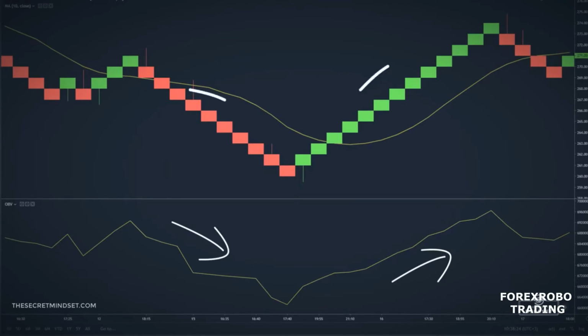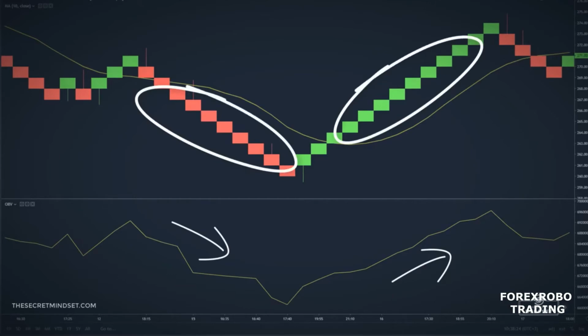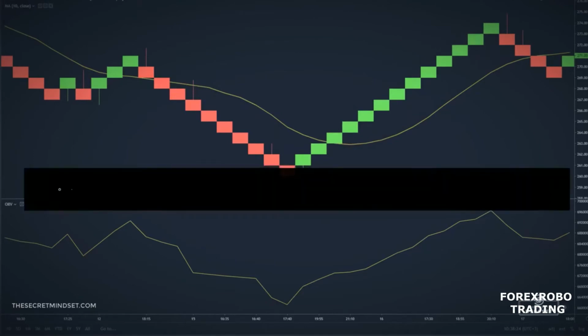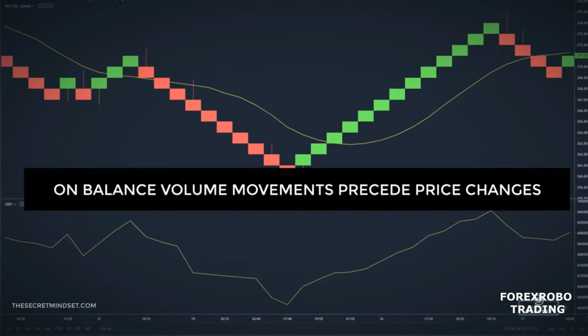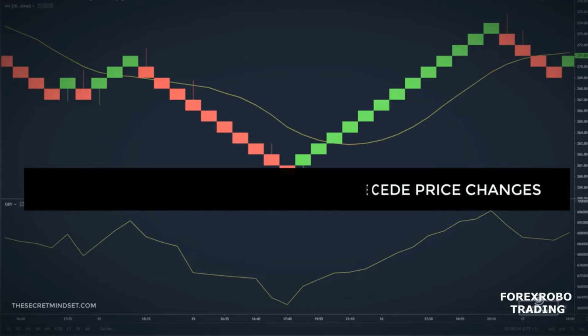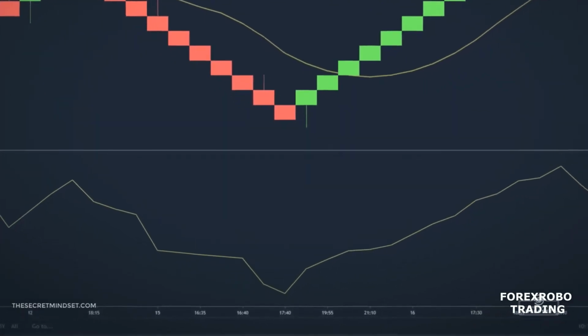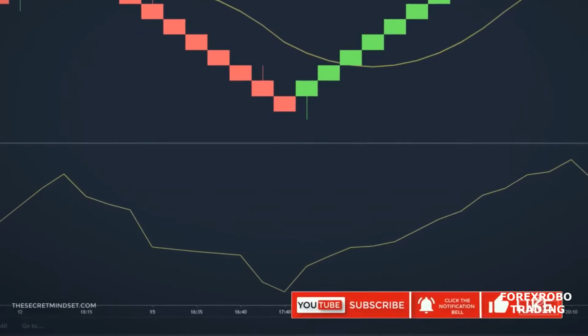OBV increases or decreases during each day in correlation on whether the price closes higher or lower compared to the close during the previous period. The main assumption is that the OBV movements precede price changes. As the volume is the main fuel behind the market, OBV is designed to anticipate when major moves in the market would occur. For this reason, the OBV will play an important part in our strategy.